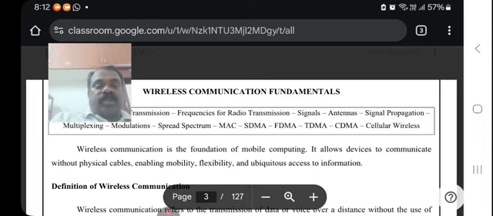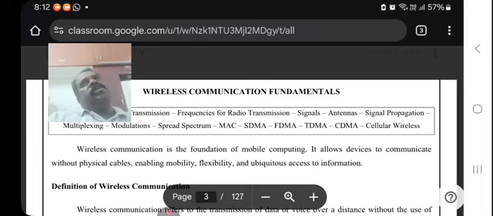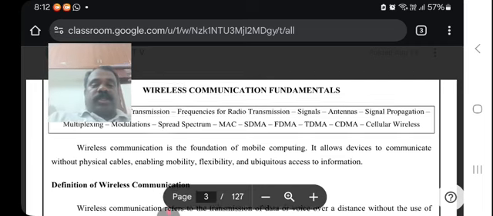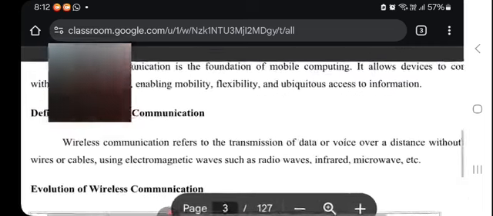Wireless communication is the foundation of mobile computing nowadays. That is the base of mobile computing. Mobile computing acts as an intermediate between two devices. Devices means mobile phones or laptops or any other devices. The main thing is that it allows us to communicate without physical cables or any other things. That's wireless communication.